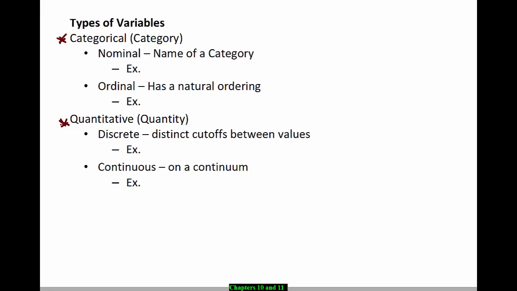Categorical variables also have two subcategories. These are either nominal or ordinal. Nominal means name. So nominal variables are just the names of a category. So eye color would be the name of a category.